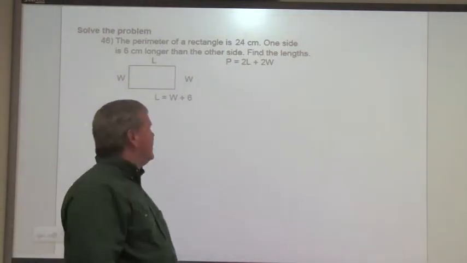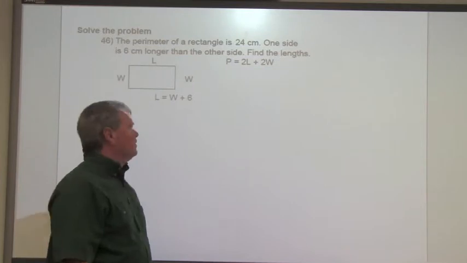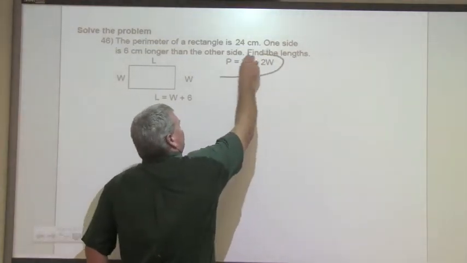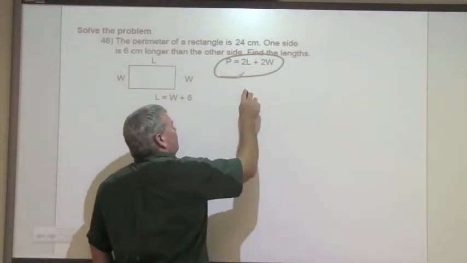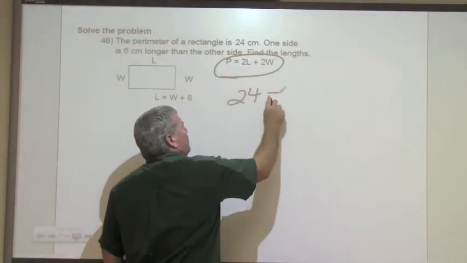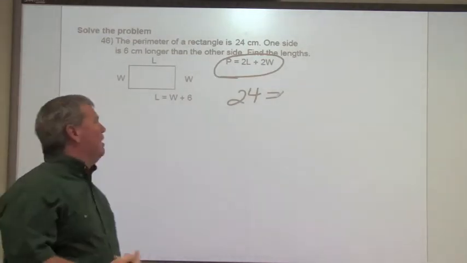We're on the last set of problems here, number 46. It says the perimeter of a rectangle is 24 centimeters. Well, perimeter, here's the formula right there. Perimeter equals 2L plus 2W. So I'm going to plug in 24 for the perimeter. Now I need to figure out what I'm going to plug in for L and W.